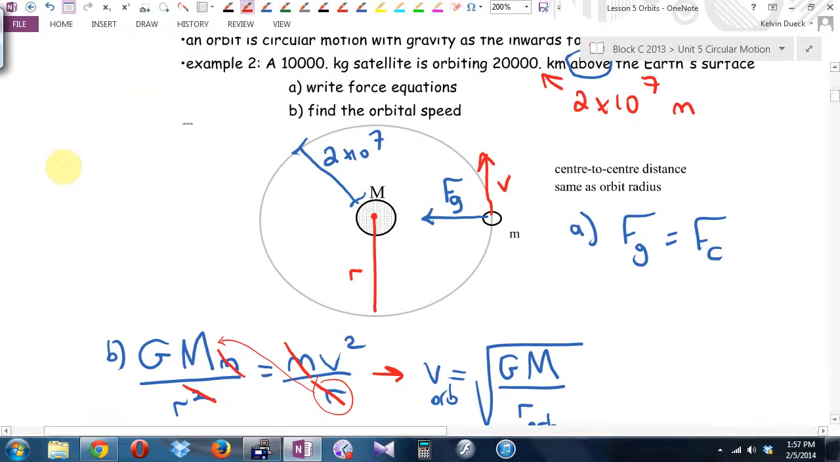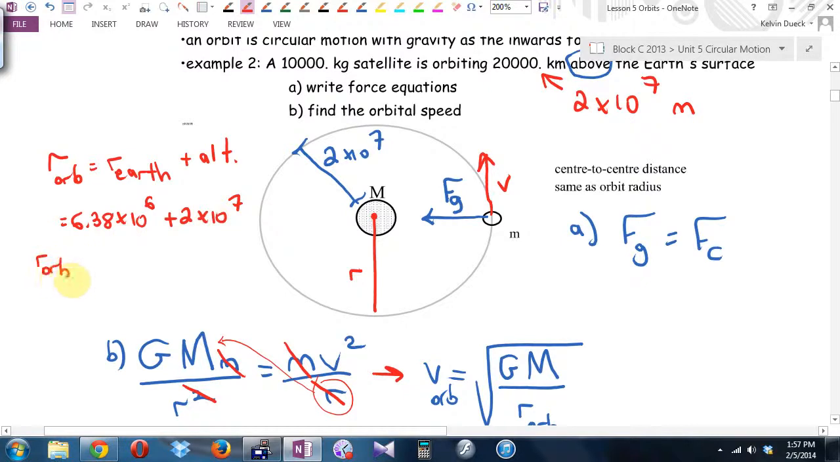I think the radius of orbit is going to be the radius of the Earth plus the altitude. It's going to be 6.38 times 10 to the 6th plus 2 times 10 to the 7th. So you're going to have to read carefully. Sometimes they'll just give you the orbital radius, in which case, good, you don't need to add the radius of the planet. Sometimes they'll give you the altitude, in which case you better track down the radius of the planet and add that to it.